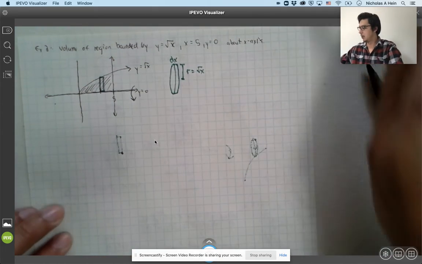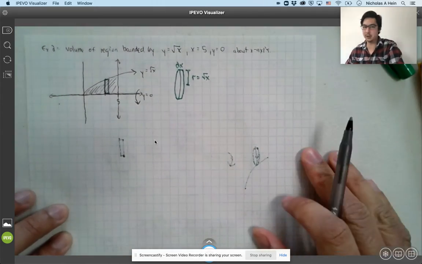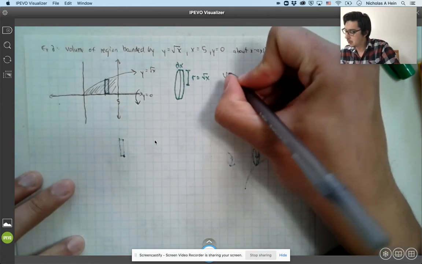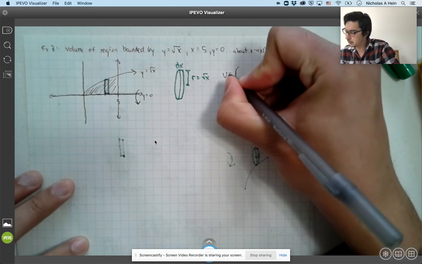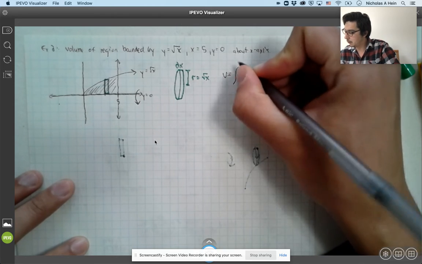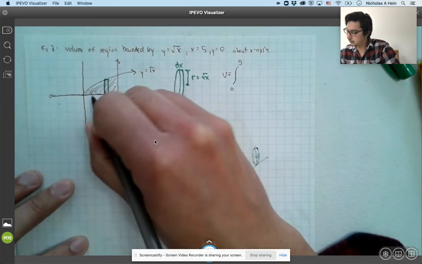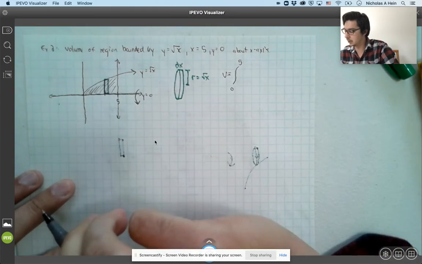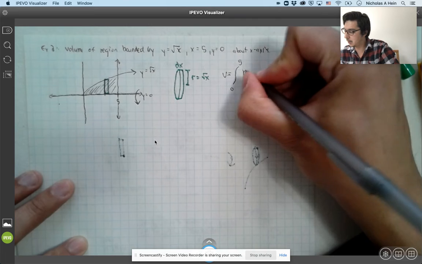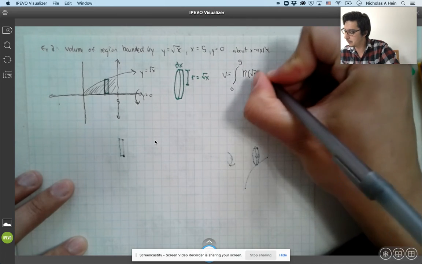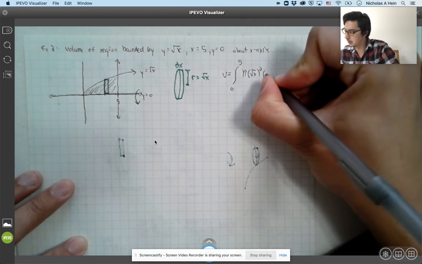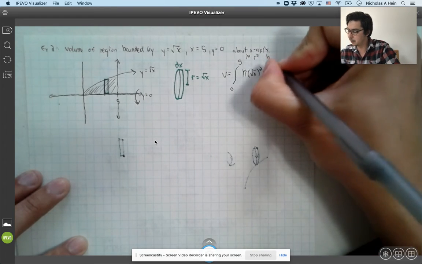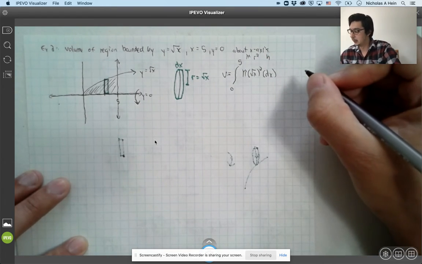Okay. So to calculate the volume of this region, we just need to fill the space up with infinitely many of these. We'll use the integral. It'll sum up. And we're going from 0 to 5 of the volume of every cylinder that fills in this space. So that's going to be pi times radius squared times the height, which is dx. And again, that comes from your formula of a cylinder, pi r squared h.